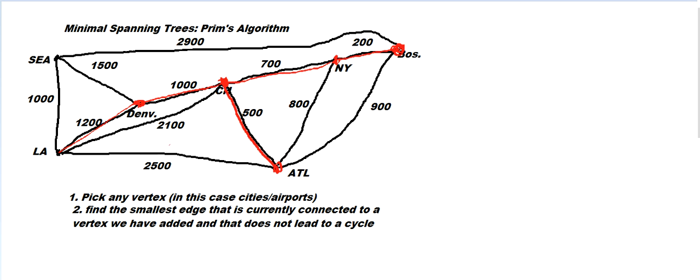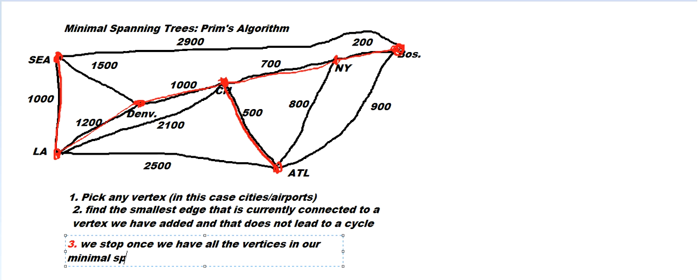Now we've got almost all the cities. We just need to connect to Seattle. Again, we look at all the edges that are connected to any vertex in the graph. So 2,100, LA to Chicago, would create a cycle. We can't add that. LA to ATL, 2,500, would create a cycle. These two would create cycles. Boston to Seattle is 2,900. Denver to Seattle, 1,500. LA to Seattle, 1,000. So 1,000 is the smallest. And now we've got all the cities. We would stop once we have added all the vertices in our minimal spanning tree.